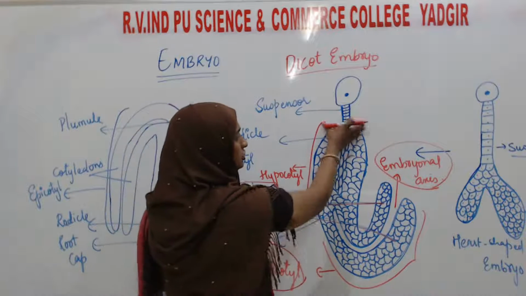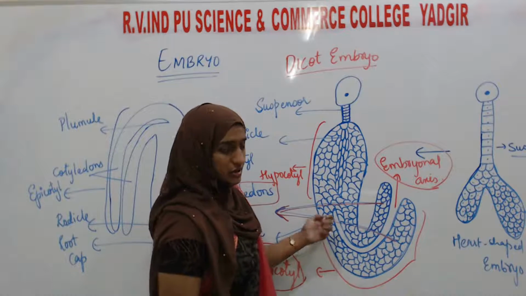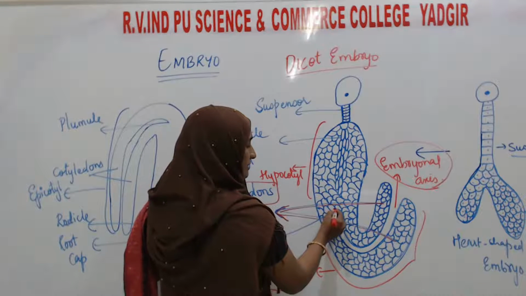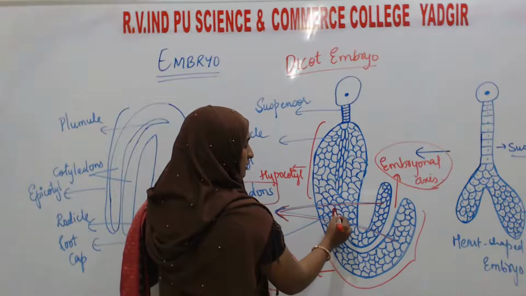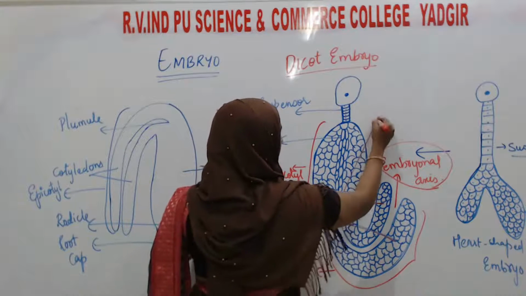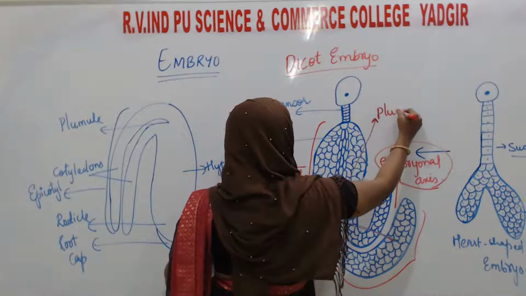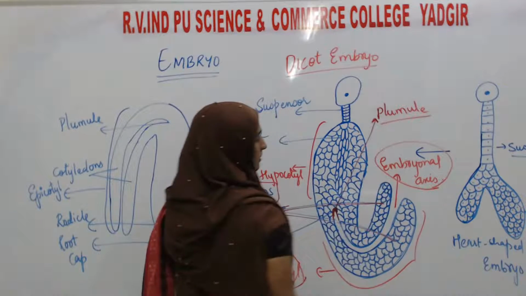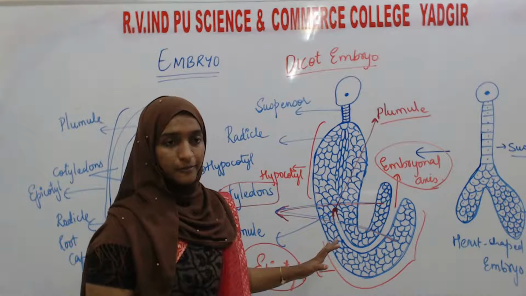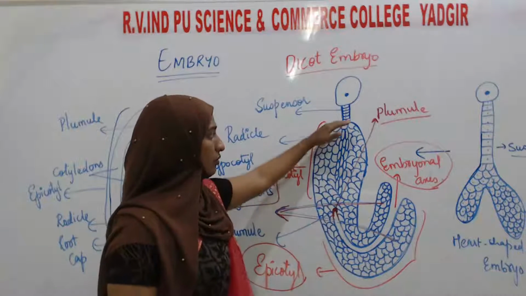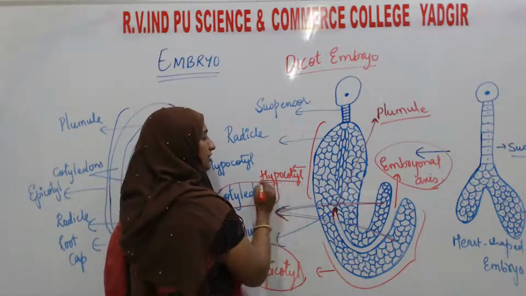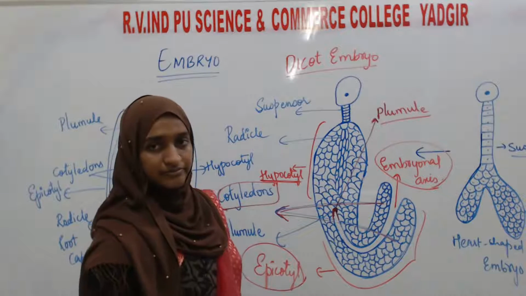Then the upper portion, the cylindrical portion just above this embryonic axis, where the embryonic axis is going to end, this region is known as the plumule. This region is known as the plumule, where the embryonic axis terminates. Above this plumule, whatever cylindrical region is there, that region is known as the hypocotyl region.